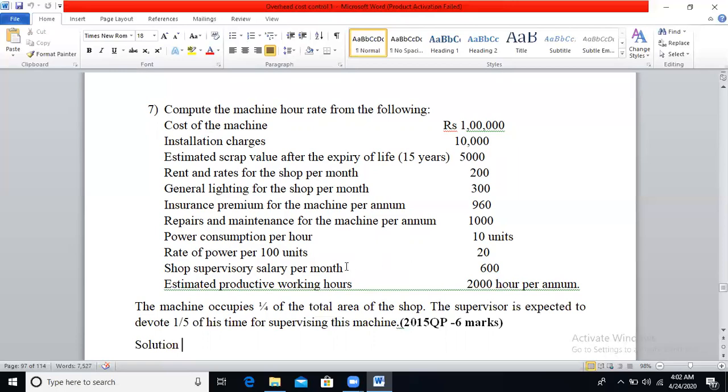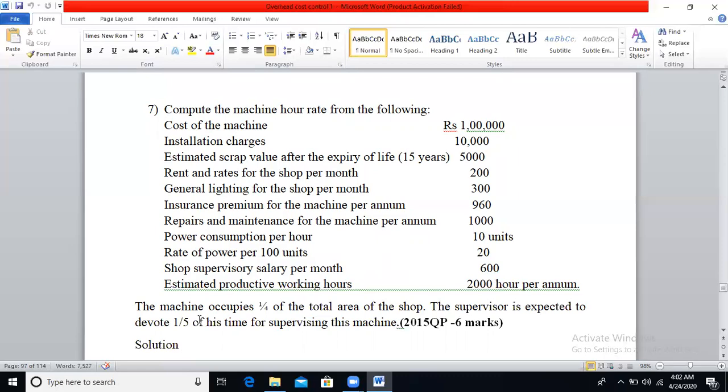Shop supervisory salary per month. Supervisor salary will not vary with the use of machine. That's why it is a standing charge. And here they have given per month. You have to convert it into yearly basis. And here the supervisor is devoting only 1/5 of his time. So you have to calculate only 1/5 of shop supervisory salary. Only the expenses which are related to this particular machine you have to consider for the calculation of machine hour rate.